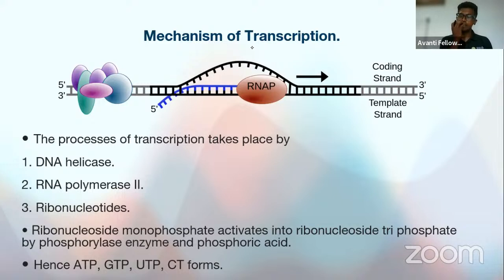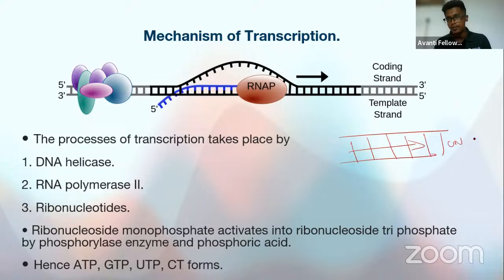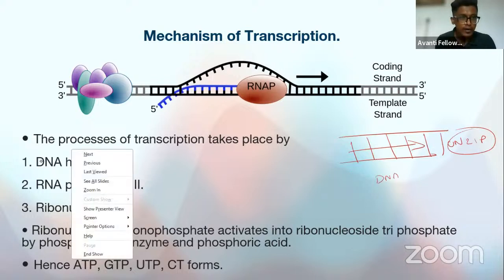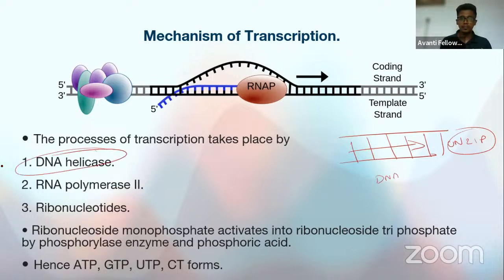In the process of transcription, again, the DNA strands are tightly wound, correct? So again, they have to be unzipped. For unzipping, who is helping? Our DNA helicase will help in the unzipping. Second, it has to make sure that the synthesis of RNA takes place. For the synthesis of RNA, who is helping us? RNA polymerase is helping us.